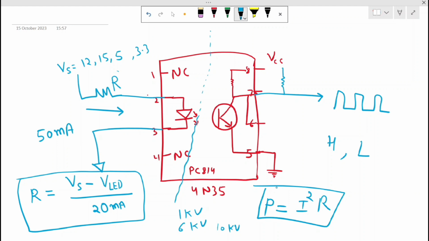So friends, I think you have understood how we can calculate the resistance.